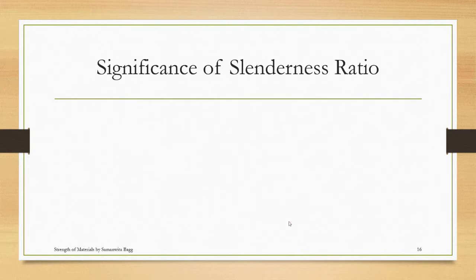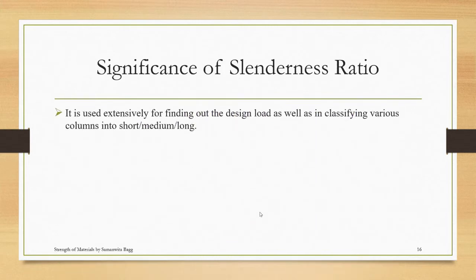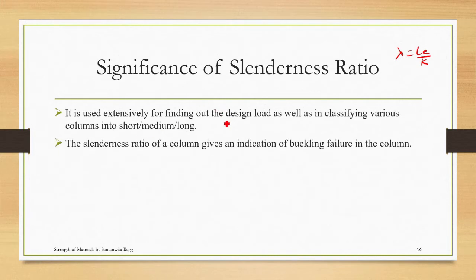Now we will see what is the significance of this slenderness ratio. It is used extensively for finding out the design load as well as in classifying various columns into short, medium or long. If you know this value of lambda, which is LE by K, for a particular column, then you can say whether it is a short, medium or long column. And it is also used for calculating the design load of a system.